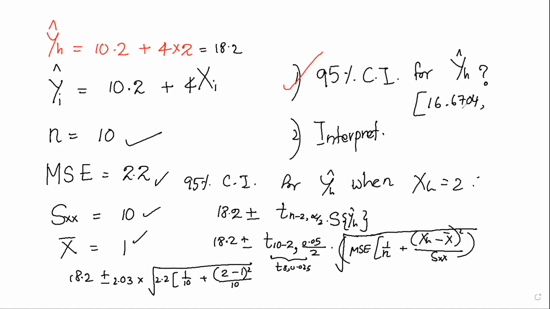16.6704. You can keep even 2 decimal places, doesn't matter, but keep it correctly. Don't write 16.68, then it's wrong. This is 0, this should be 7. 19.7296. This is the answer for this one.